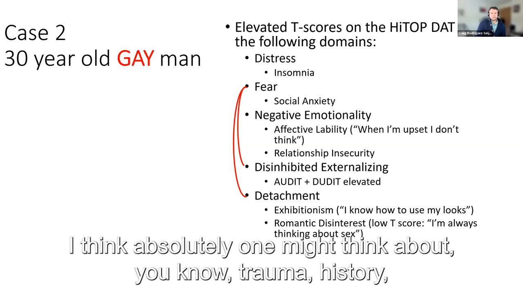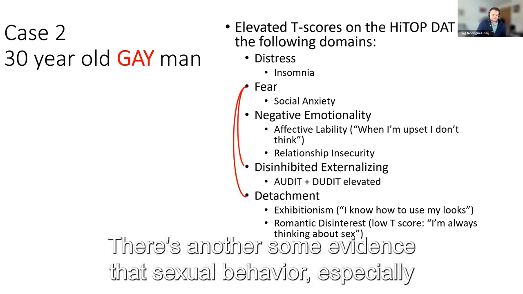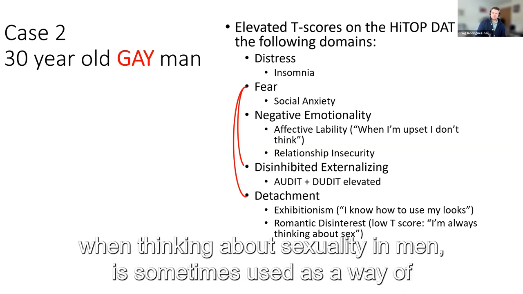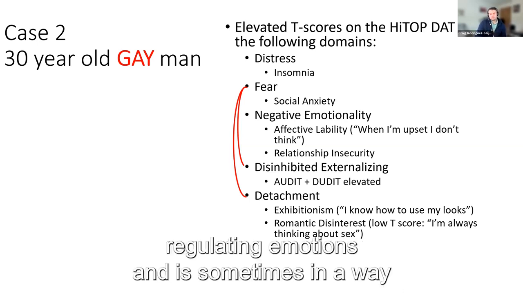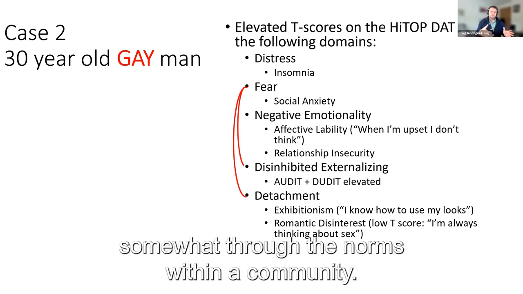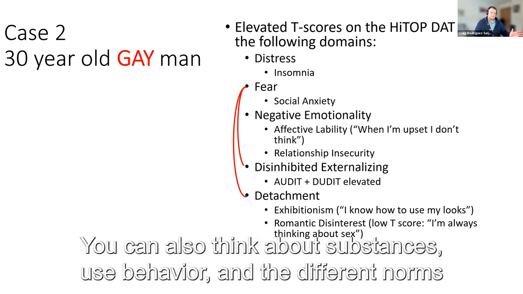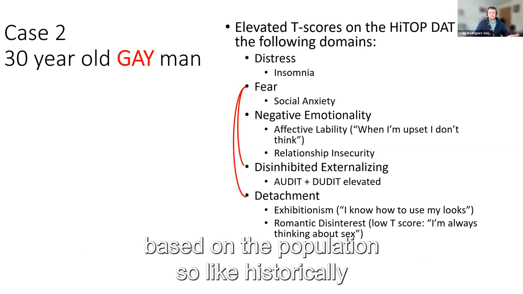I think absolutely one might think about trauma history and how that might relate to it. There's some evidence that sexual behavior, especially when thinking about sexual minority men, is sometimes used as a way of regulating emotions, and is sometimes propagated somewhat through the norms within a community. You can also think about substance use behavior and the different norms based on the population.